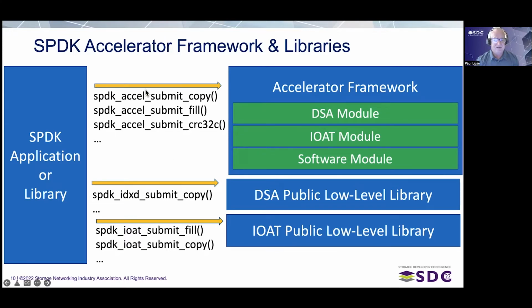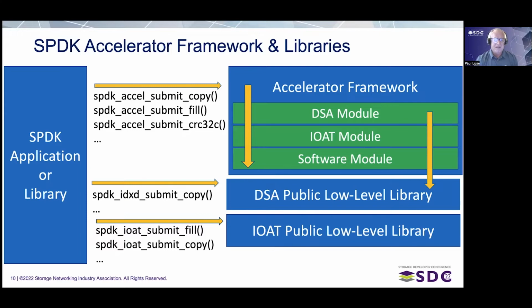So let's go back to the top here and say you submitted a copy. Let's say I don't have a module installed or initialized that can handle copy through an offload engine. The Accelerator Framework will do that in software. So it'll send it to the software module and say, hey, you go fill this copy request and take care of it for me.